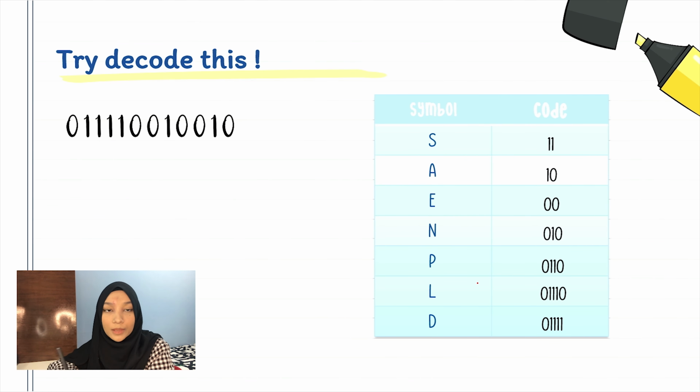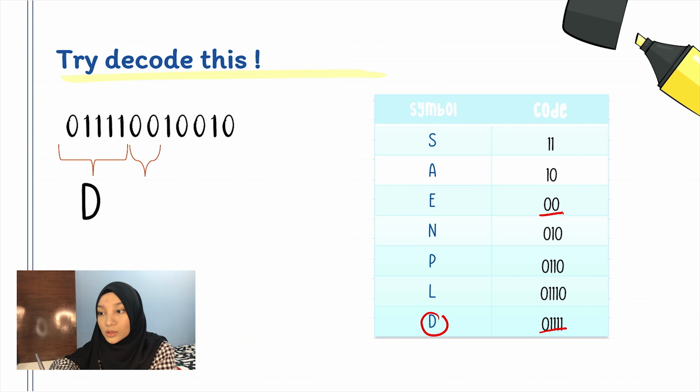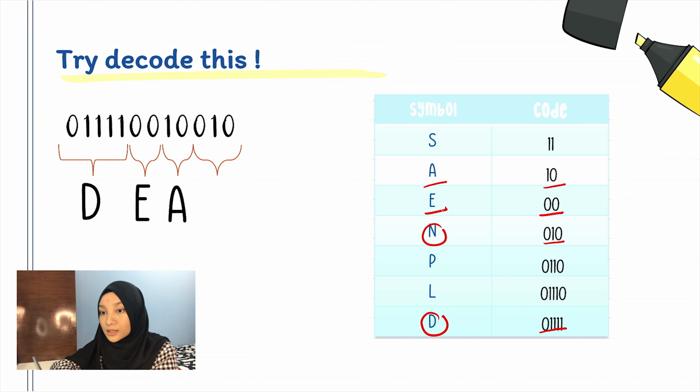From the table that we have made before in the previous slide, we're going to use it to decode this number. First, 0, 1, 1, 1, 1, which, if you see from the table, is equal to D. Next is 0, 0. See from the table, 0, 0 is equal to E. Then 1, 0, if you see from the table, it is A. And the last number is 0, 1, 0. 0, 1, 0 is N.